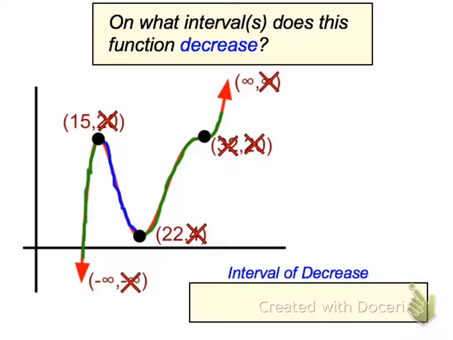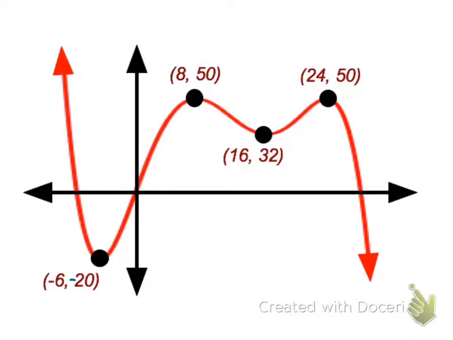The interval of decrease is just this little blue section here. So if we map this to the x-axis, we're going from 15 to 22. And that's your answer. Here's an example, something I gave out in class as a note.